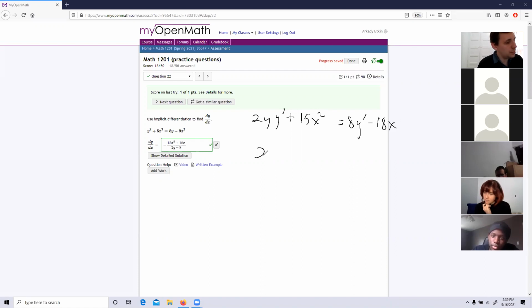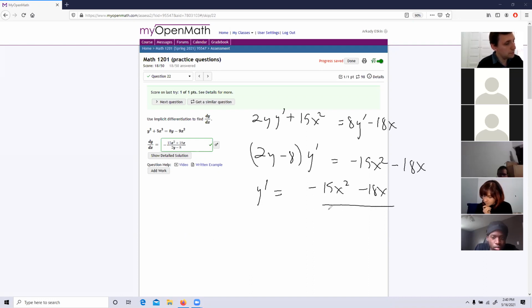And then you just group the y prime. So what do you have? You have 2y minus 8 times y prime is equal to minus 15x squared minus 18x. And so what do you get? You get that y prime is equal to minus 15x squared minus 18x divided by 2y minus 8. Agreed?